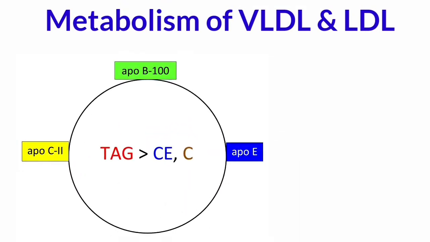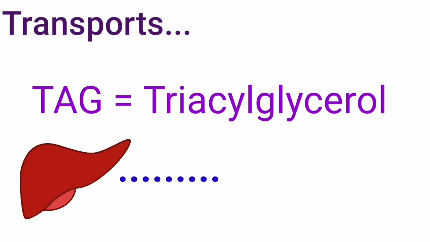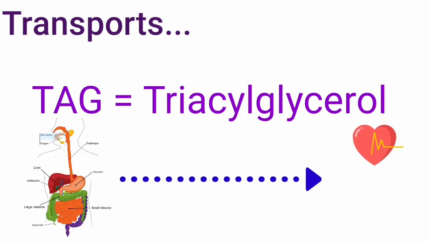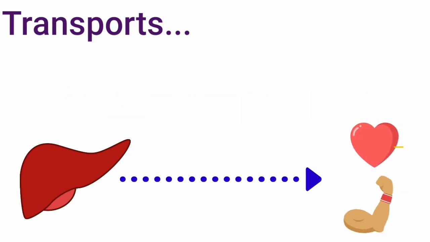This video is about metabolism of VLDL, that is very low density lipoproteins, and LDL, low density lipoproteins. Coming to the basic function of VLDL, like chylomicrons, this VLDL also transports triacylglycerols, but it transports from liver to extrahepatic tissues. Chylomicrons transport from intestine to extrahepatic tissues. So, the major lipid carried by chylomicrons and VLDL is triacylglycerol, but the source is different.